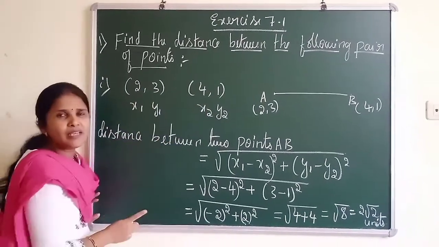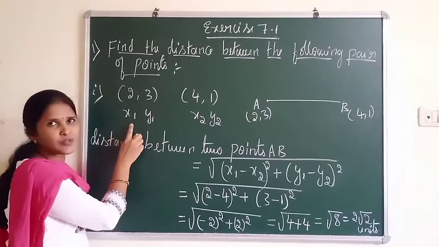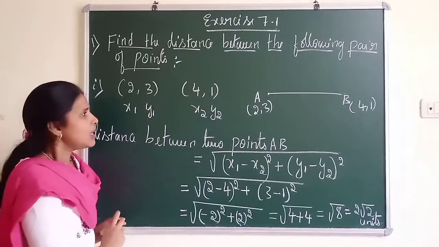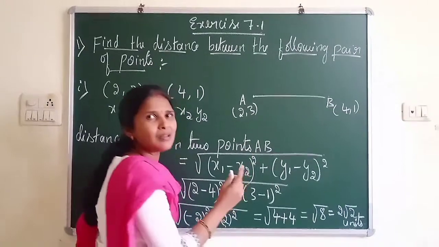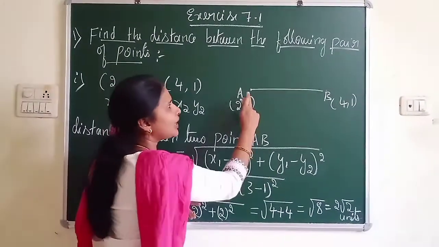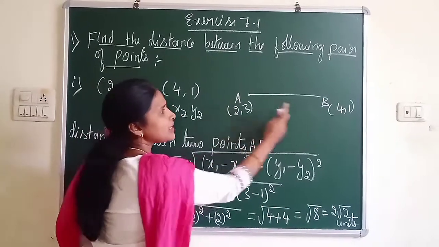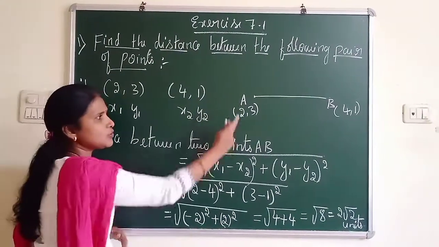Whenever they give two points in the distance formula, take the first point as x1, y1 and the second point as x2, y2. Because he is asking for the distance, when I join these two points I get one line segment. In other words, I have to find the distance from this point to this point. If you want, you can name these points A and B.